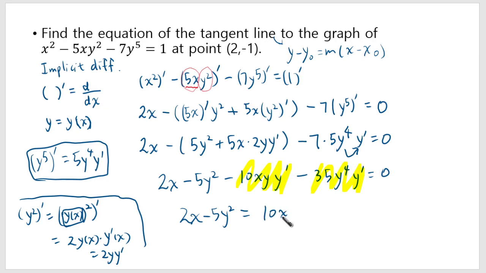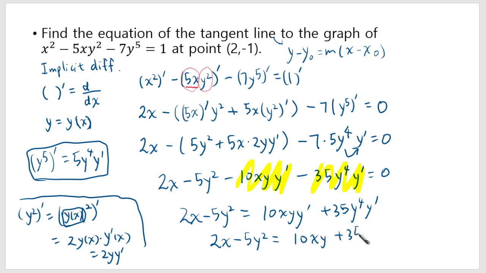So you have 10xy y prime plus 35 y to the fourth y prime, because if you move, the signs change, right? And the reason this works is because by now you can see that since we've moved all of those that had y prime on one side, these terms can be factored by y prime. You can factor the y prime out. And that gives you a perfect opportunity to solve for y prime. Let me show you why.